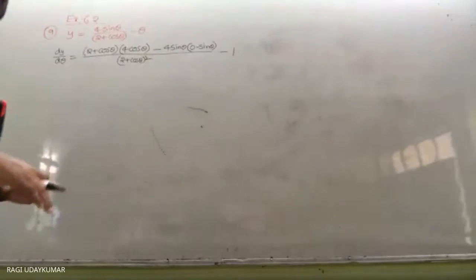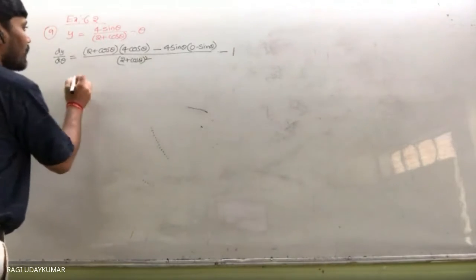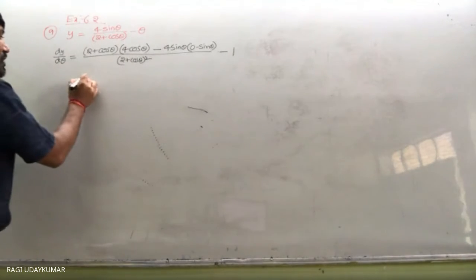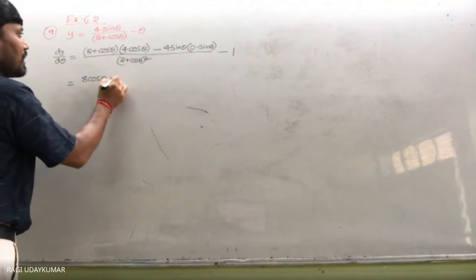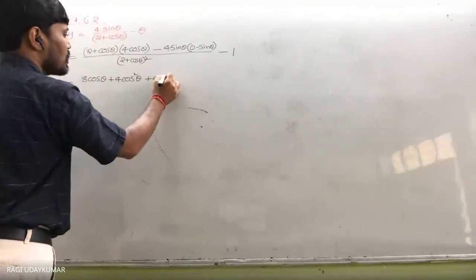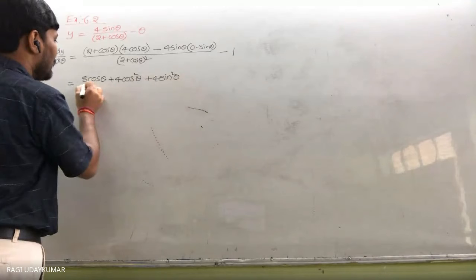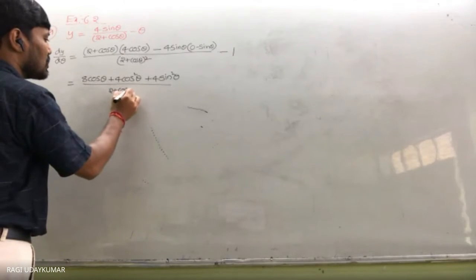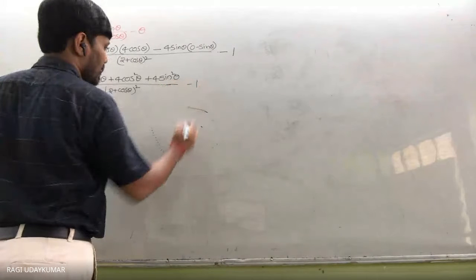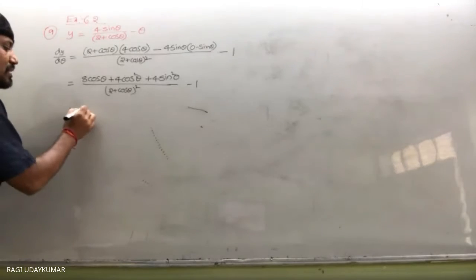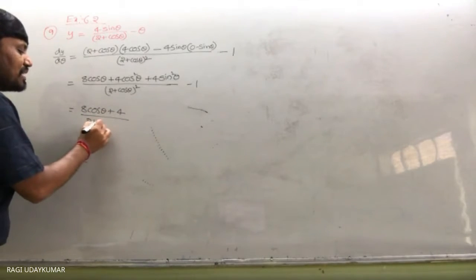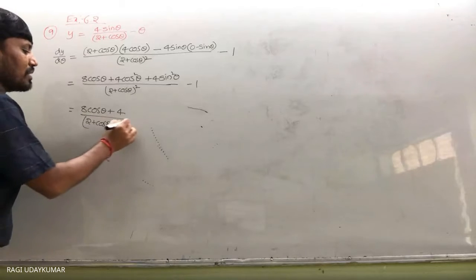Now simplify this one. इसको simplify करो. So what do you get here? 4 plus 4 into 2, 8. 8 cos theta plus 4 cos square theta plus 4 sin square theta divided by 2 plus cos theta whole square, minus 1. ये 4 common ले लो, sin square theta plus cos square theta is equals to 1 आ जाएगा, by 2 plus cos theta whole square, minus 1.